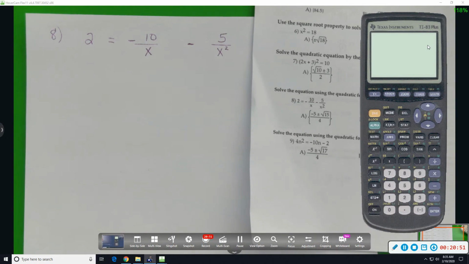Okay, so problem number 8 says solve using the quadratic formula. If the instructions say use the quadratic formula, it won't factor. So just go straight to the quadratic formula.